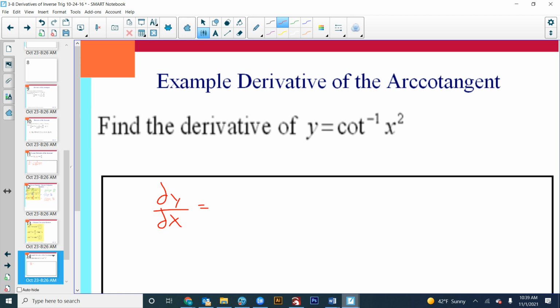Tony, you got this? Yeah. What is it? I got negative 2x over 1 plus x to the 4th. You guys agree? I agree.